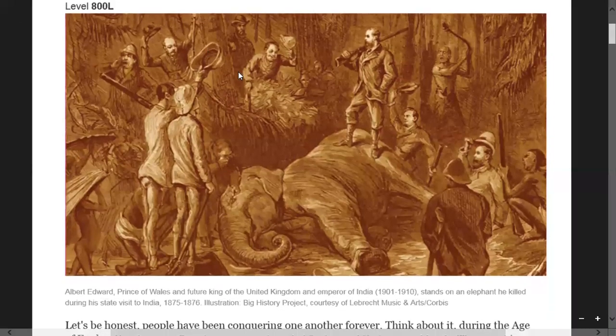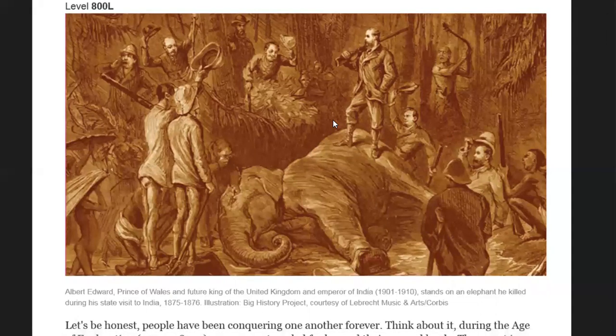Well, we got a picture. This is pretty cool. We have this European looking fellow with a big gun with a bunch of his buddies around standing atop a dead elephant. Not too cool. Like, elephants, awesome animals. We just had a baby one at the Tucson Zoo a few days ago.